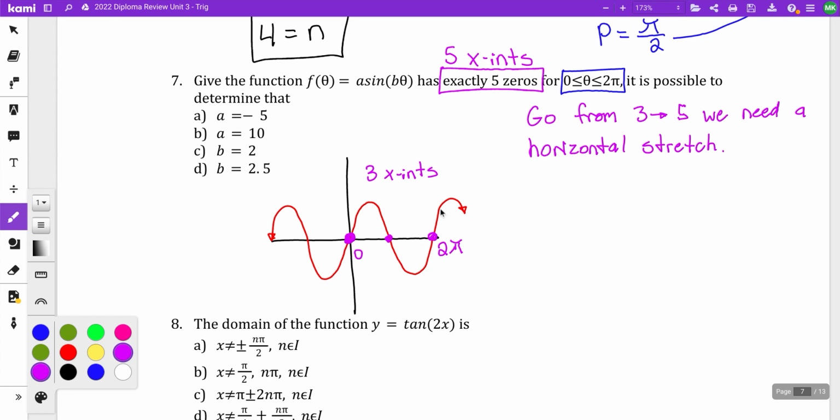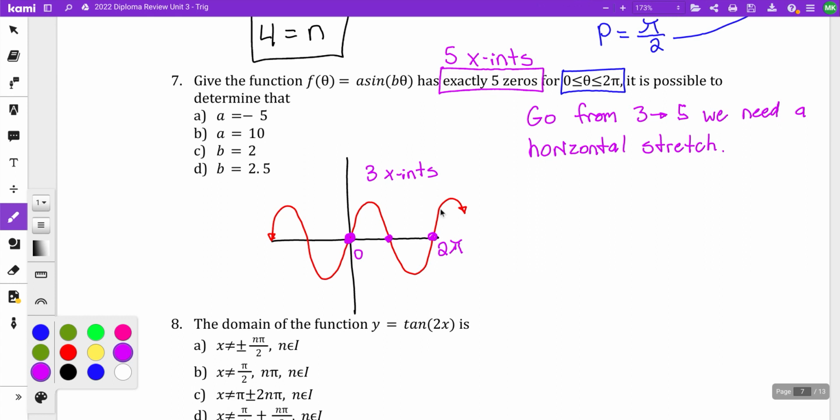An A value wouldn't help you. A is a vertical stretch, right? So we would do this. That's not going to give you more x-intercepts. That's just going to make it taller. A C value wouldn't work. A C value is just moving this thing to the left or right, so that won't get me more or fewer x-intercepts. A D value moves this thing up or down. That's not going to give me more or fewer x-intercepts either.